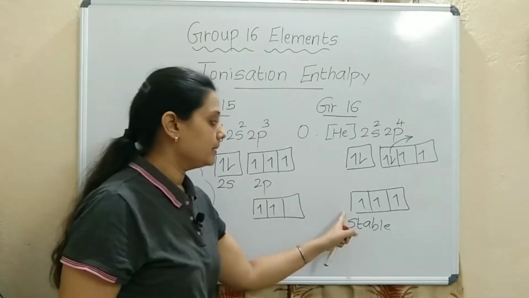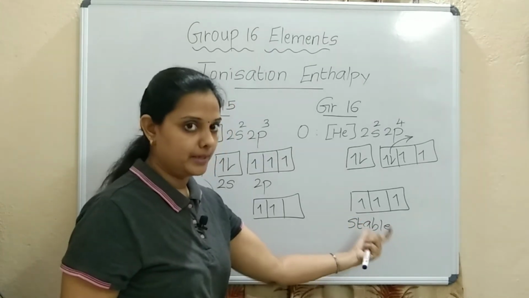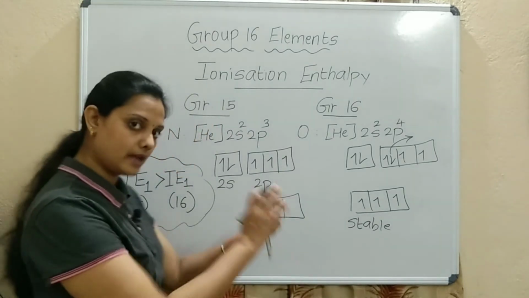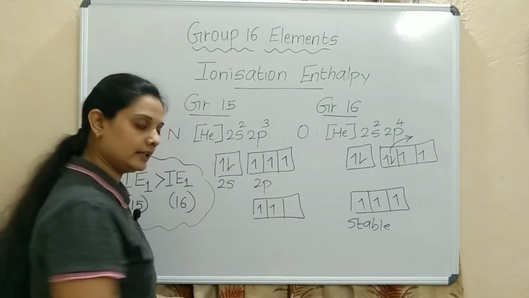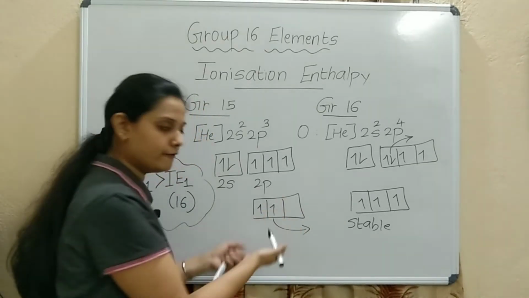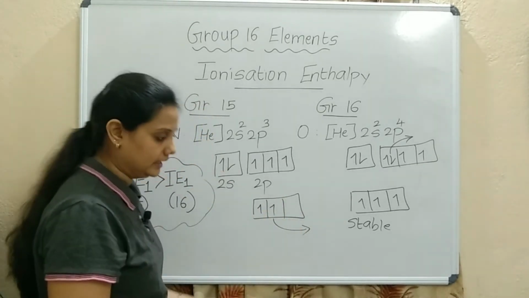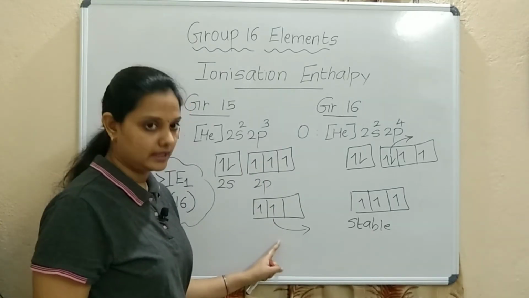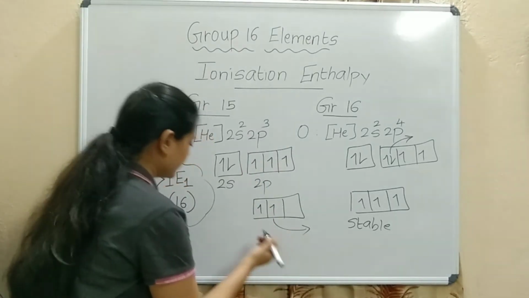Why is it? Because it is half filled. P can accommodate 6 electrons, it is having 3 electrons, so it is half filled. But here only 2 are there. So now it is not half filled, not fully filled. So easily you can remove one electron from here. Correct? Because it is unstable.